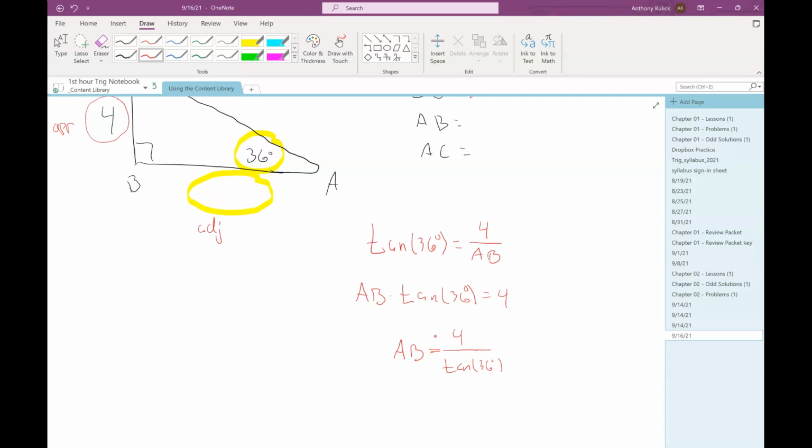You could convert it into a decimal at any point and work with the decimal, but you have to be careful about the rounding, right? If you round too much too early and you round several times during your calculation, each time you do a step, you can end up with a really inaccurate answer by the end. That's why I'm going to just call it tan 36 until I'm ready to put it into my calculator.